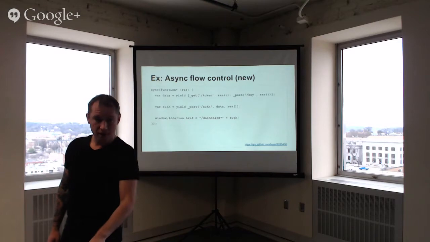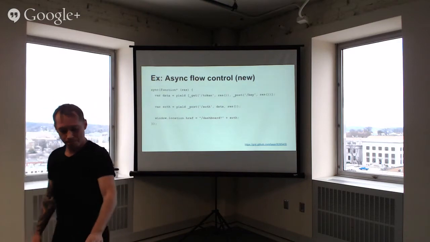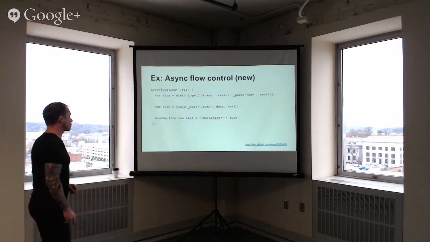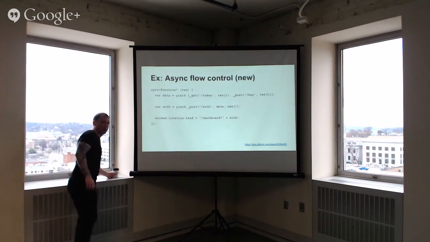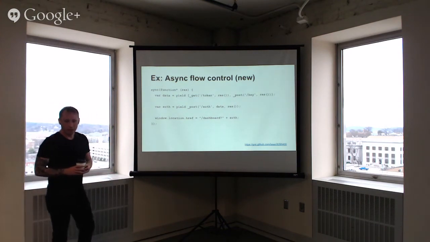Okay, yeah, what's up? In the yield there, where we've got an array, does it execute each part concurrently, or does it go from 0 to 1, 2, to 3, 4? Yeah, that's a good question.